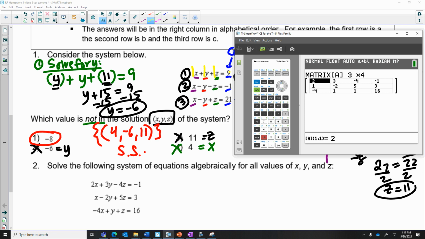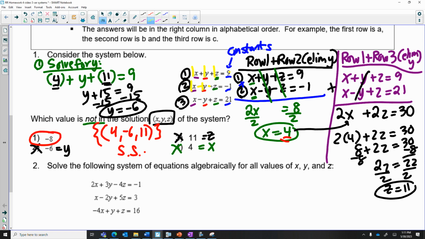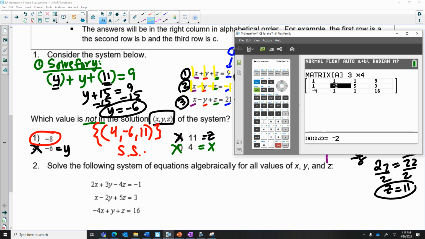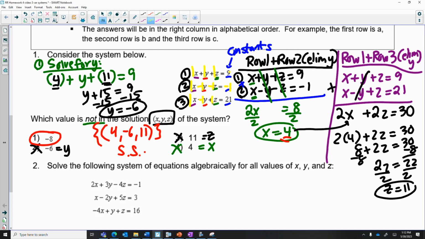So we're going to put in 1, enter, 1, enter, 1, enter, 9, enter. So that's row 1. Just hit enter after each one. Now we're going to go to row 2. So we have 1, negative 1, negative 1, negative 1. Now we're going to go to row 3. 1, negative 1, 1, 21.